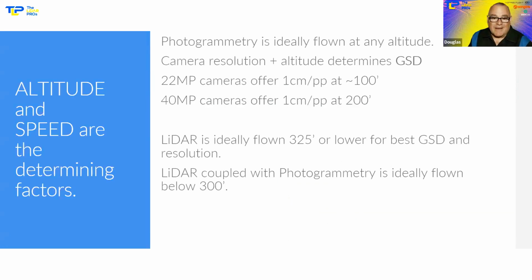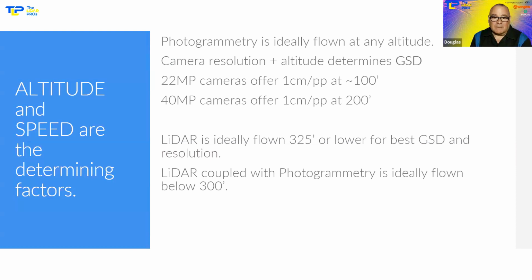Now, there are other factors as well. We look at the altitude of our flight. Altitude of our flight has a huge component in our discussion of accuracy and precision. So ideally, we want to fly as low and as slow as we possibly can in most instances. If we're going to be dealing with photogrammetry, and we're dealing with low resolution cameras, we're typically going to fly somewhere right around 100 feet if we're looking at 1 centimeter per pixel.